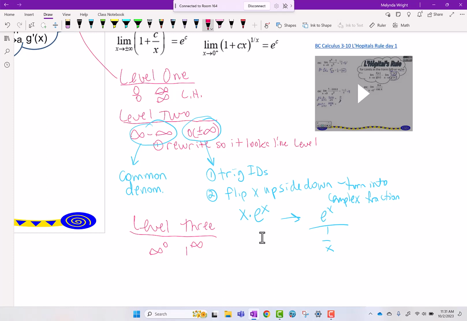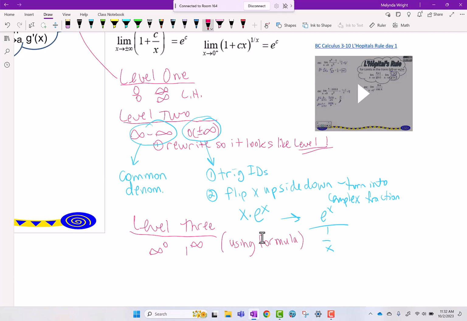In the rewrite, we want them to look like level 1. That's what we want, because those are the straightforward ones. So I will tell you, for level 3, we will encounter some level 3s, but only using a formula. We're not going to have to do these from scratch, although it is super fun.